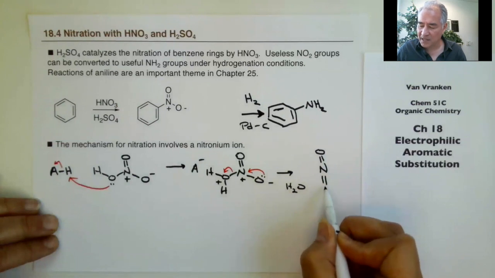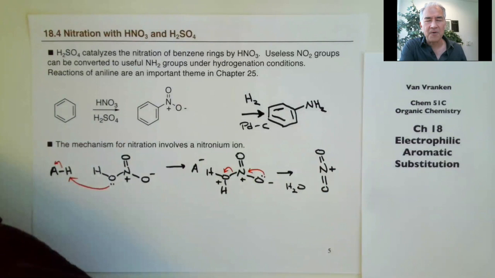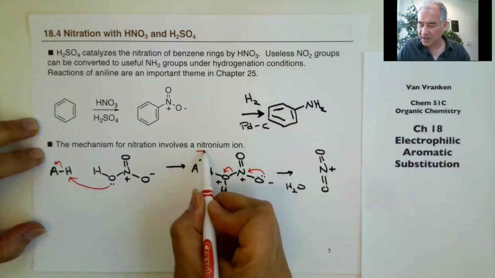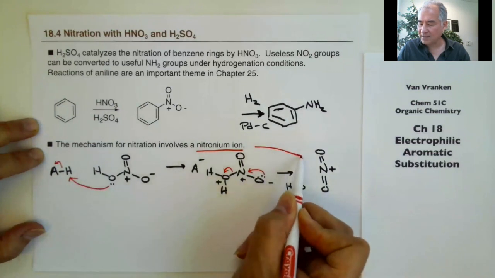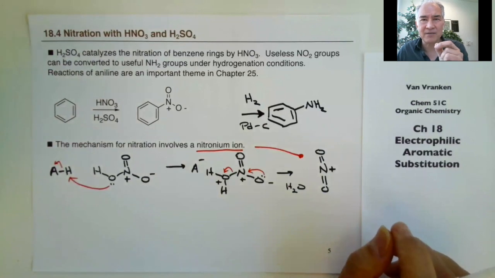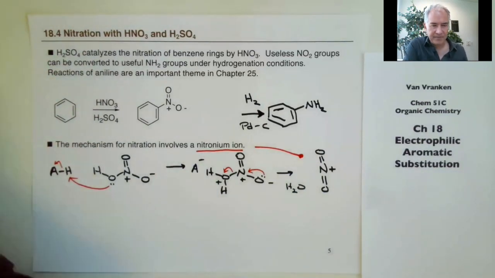And here's our key leaving group. It's something you've never seen before. I hope it freaks you out. It's like, what is that? I've never seen that before. Of course you haven't. This is a super secret, powerful electrophile called a nitronium ion. That's this thing right here. That's a nitronium ion, and that's the electrophile that is so powerful and so angry that it can add to benzene rings.